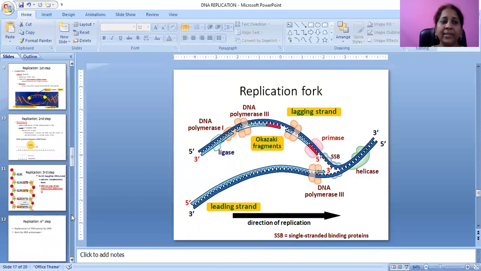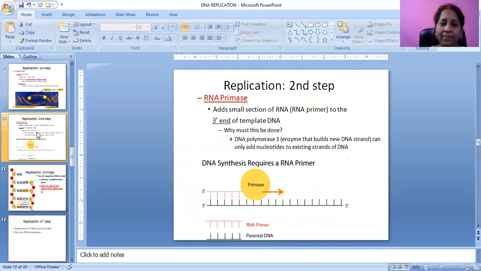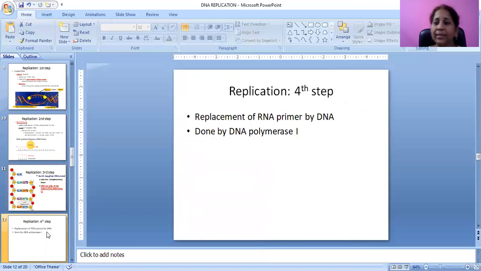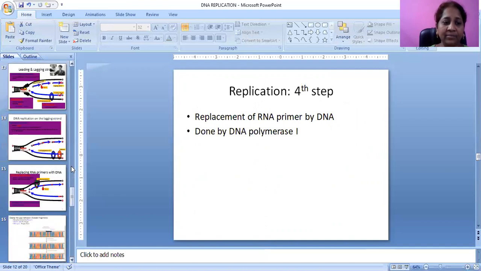In DNA replication, the first step is unwinding of the DNA. The second step is RNA primase attaching RNA primers. The third step is building of daughter DNA strands, adding new complementary bases. The fourth step is replacement of RNA primer by DNA, which is done by DNA polymerase 1.